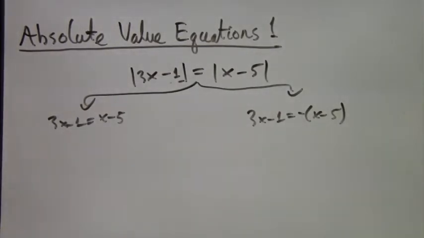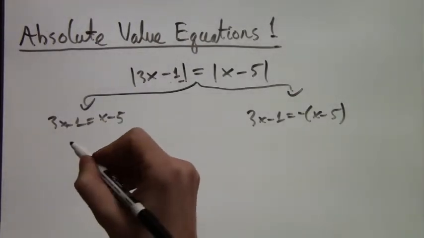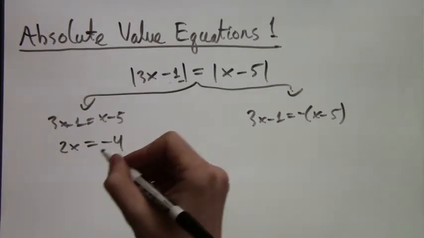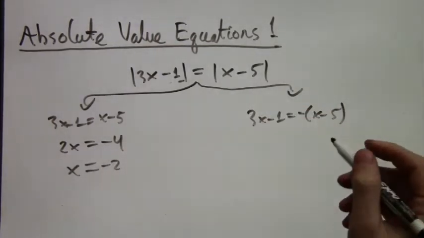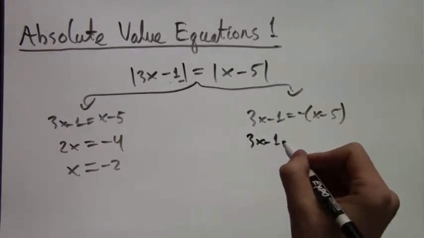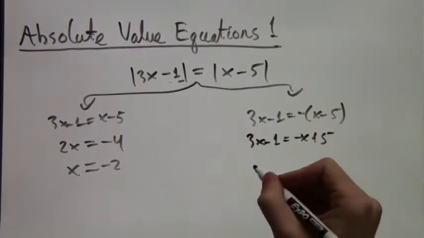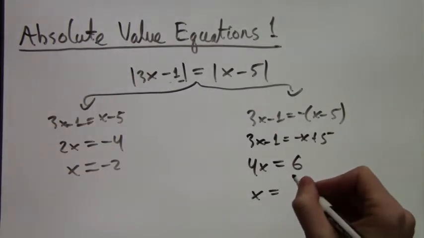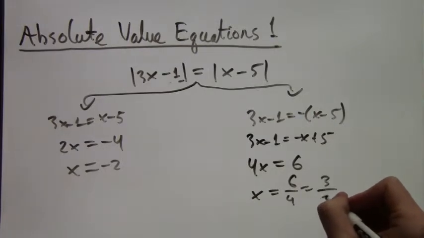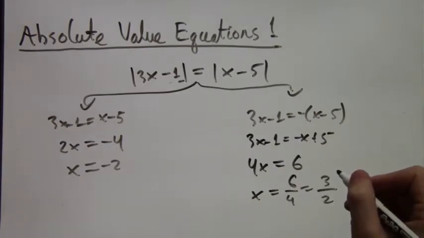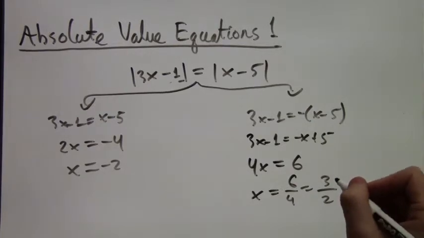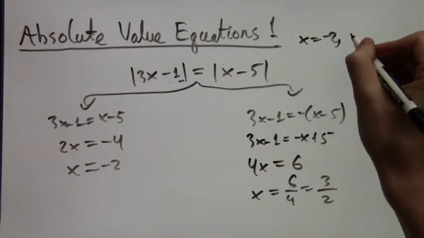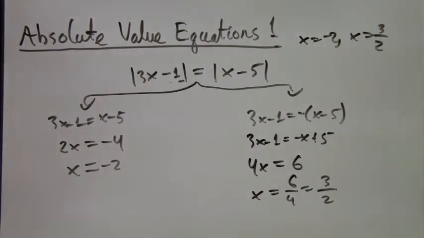Alright, so first we have 3x minus 1 equals x minus 5. That simplifies down to just 2x equals negative 4, or in other words, x equals negative 2. So here's our first answer. The other one, not quite as simple. We distribute the negative sign first, and then we move variables and constants to opposite sides, and simplify, and we get x equals 6 over 4, which is also equal to 3 over 2 in simplified form. So here are 2 options for correct answers. Now we just have to check and see if they actually do work.